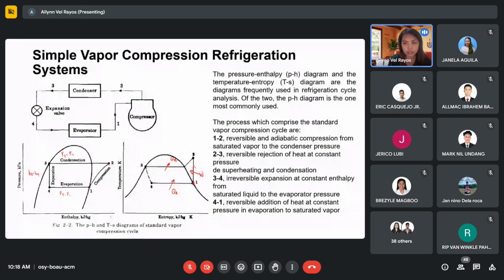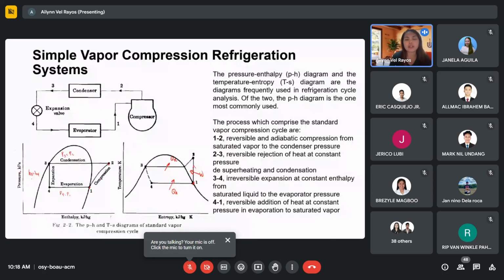And then process 2 to 3 is reversible rejection of heat. So we have heat rejected at constant pressure. So kaya dito, kita natin ang constant pressure natin, process 2 to 3. You can say that P2 is equal to P3. Okay, so next is process 3 to 4, irreversible expansion at constant enthalpy. So I have constant enthalpy, kita natin dito. So you can say that H3 is equal to H4.